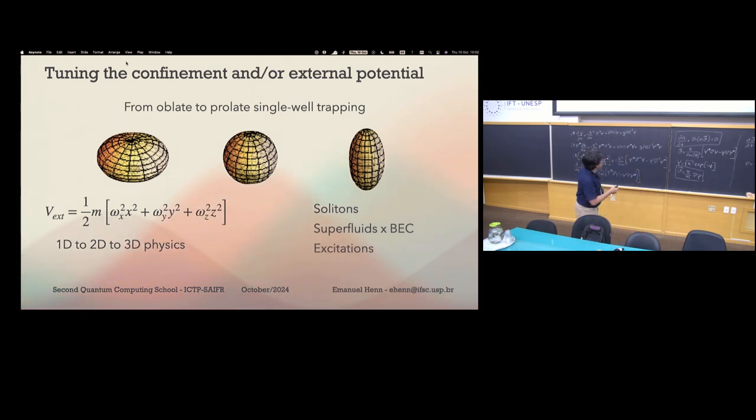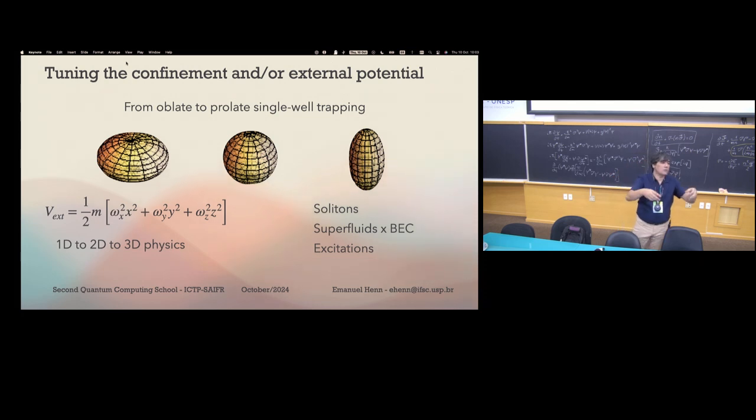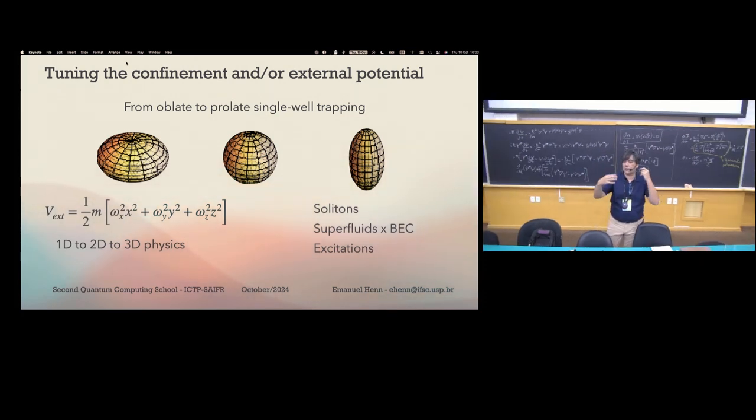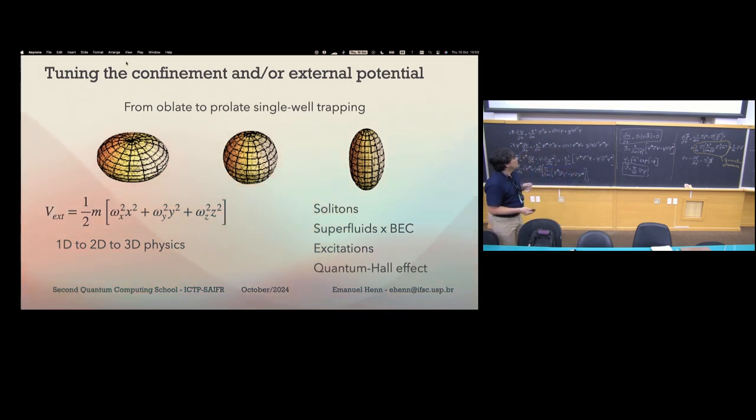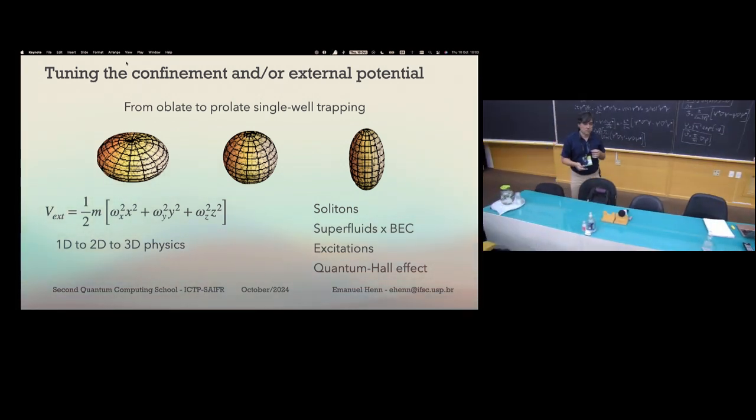Of course, excitations are different. When I mean excitations, I mean let's give it a kick and let it shake. The shaking frequencies change with dimensionality. You can freeze one direction, or you can freeze two directions. And this is all changing with the trap. And of course, this is what I told you before. You can study other phenomena like the quantum Hall effect or things like this. Okay, good.